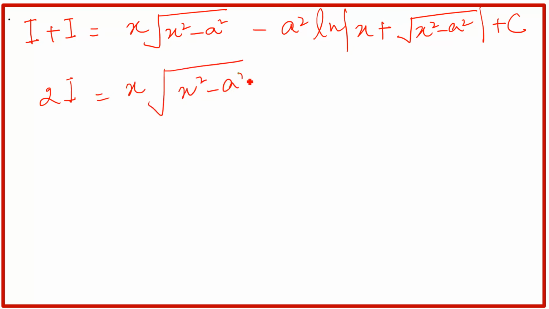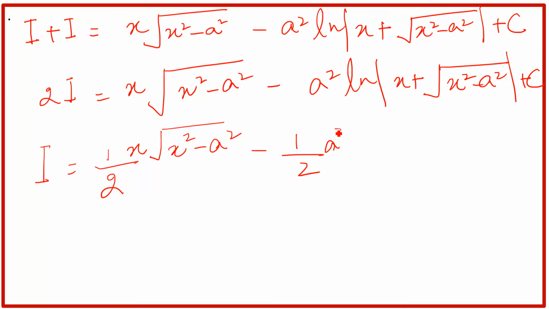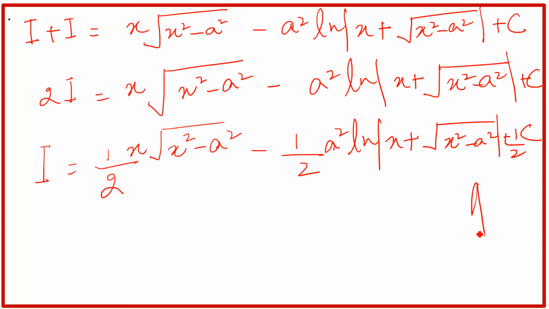x square minus a square natural log of x plus under root x square minus a square. So we want only the value of I, so this 2 will divide all this. We can do it separately. 1 over 2 x under root x square minus a square minus 1 over 2 a square natural log of x plus under root x square minus a square. See, this 2 will divide everything, even this c as well. So this is the answer.